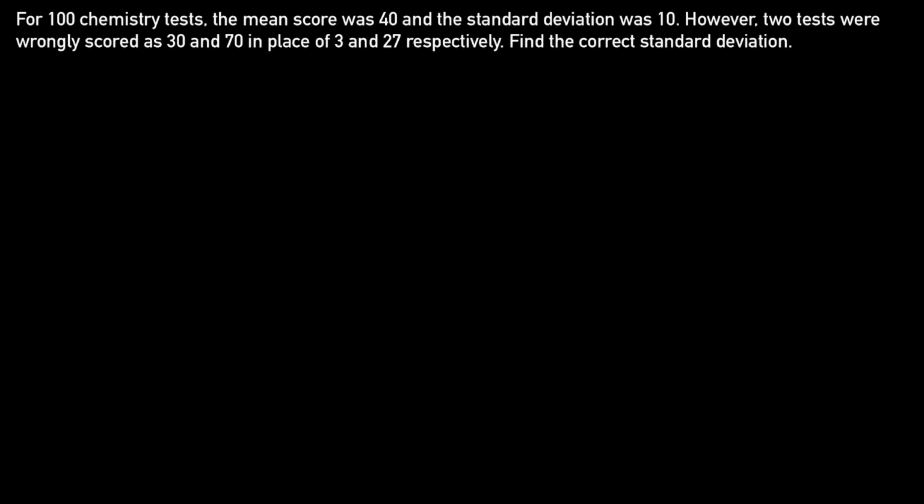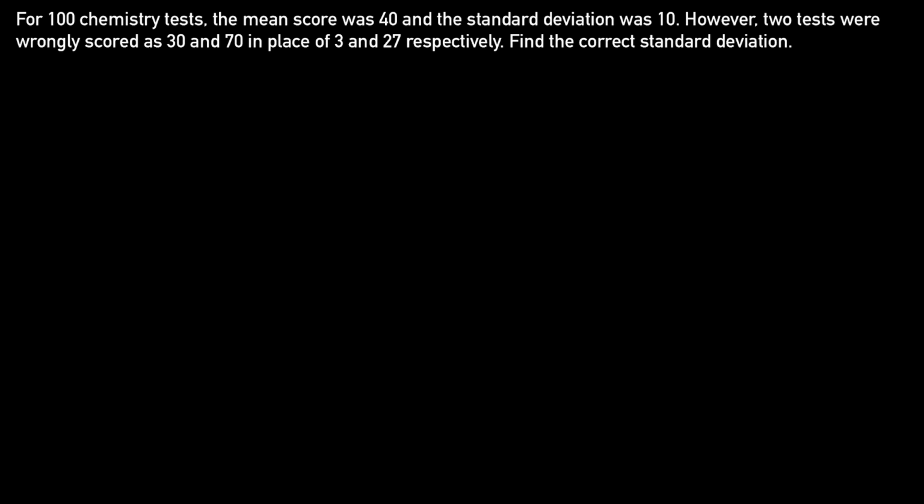So the problem we have today is: for 100 chemistry tests, the mean score was 40 and the standard deviation was 10. However, two tests were wrongly scored as 30 and 70 instead of 3 and 27 respectively, and we're being asked to find the correct standard deviation.